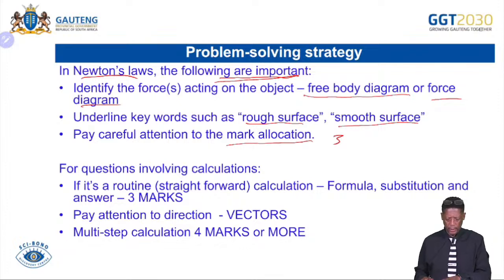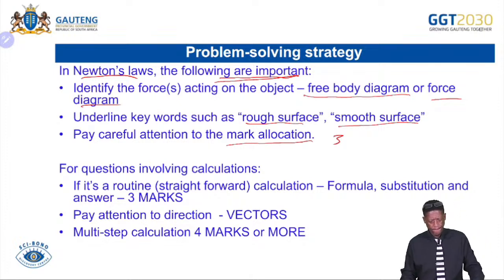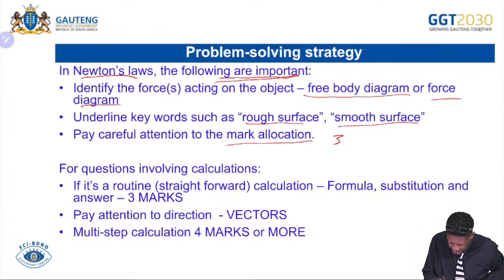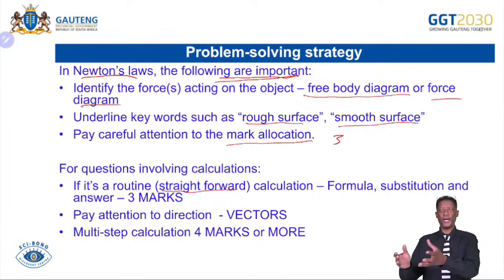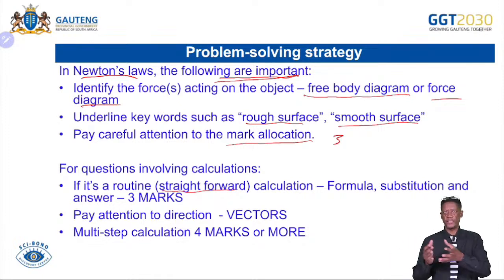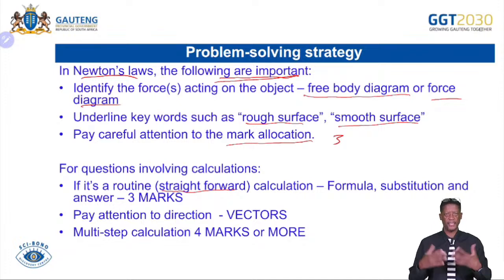Now, for questions involving equations, you look at the marks. If it's a straightforward question, it's going to be 3 marks. If they say calculate momentum, you pick up the formula for momentum, P equals mv. Then you identify the data, substitute, and come up with the answer. That is 3 marks.